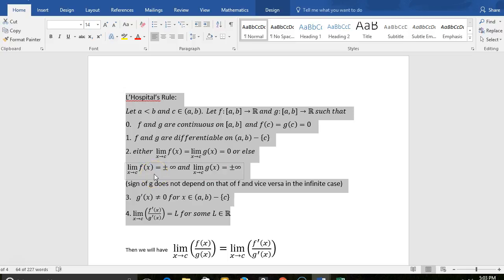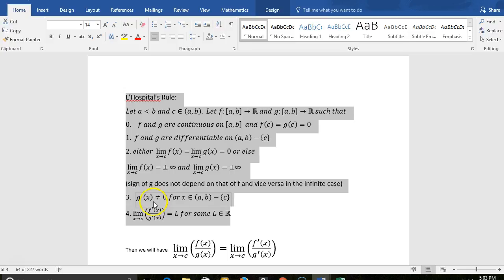Now, the signs don't matter. It could very well be that the f limit goes to positive infinity and the g limit goes to negative infinity, or they may both go to positive infinity, or a whole Fruit Loop variety. But they'll either both go to 0 or they'll both go to a type of infinity. The signs are independent.